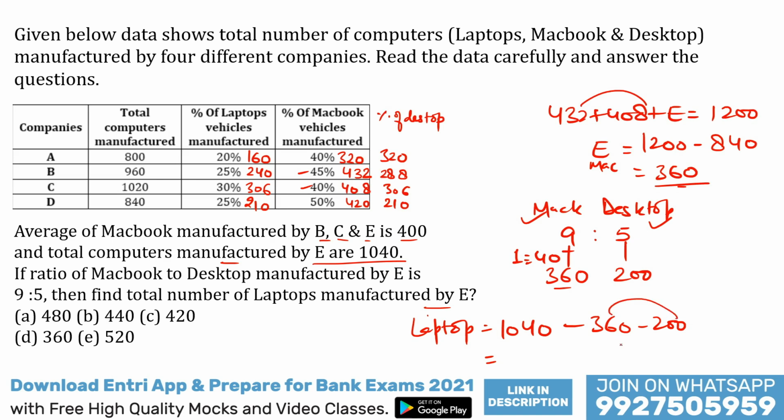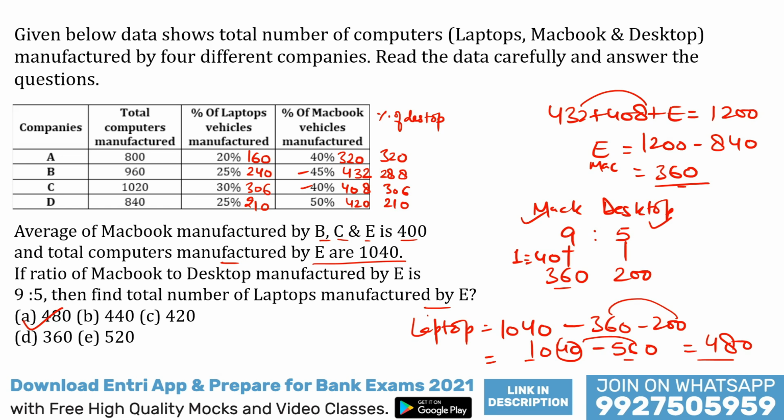So this will be, guys, 560. 1040 minus 560. So 140 minus 60 will be equal to 80, and 9 minus 5 will be equal to 4. So 480 will be the right answer. Let's move to the next question.